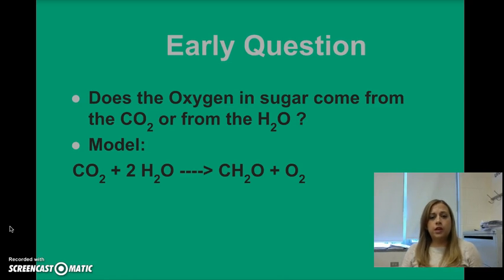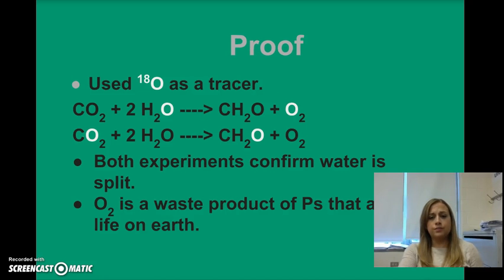So one question that came about with the discovery of photosynthesis is, does the oxygen and sugar come from the carbon dioxide or does it come from the water? So here's a simplified version of this reaction. So carbon dioxide, water, and you make a simple sugar and release oxygen.